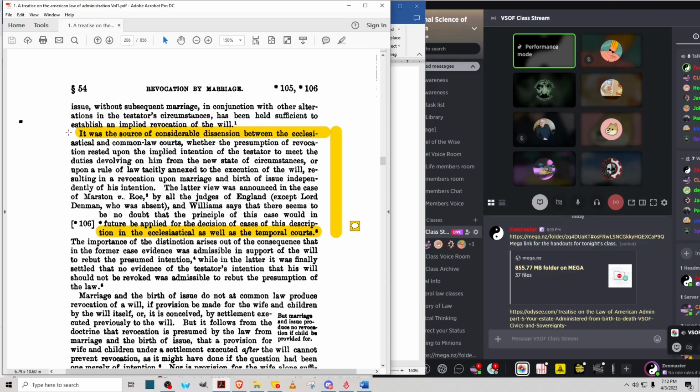And Williams says that there seems to be no doubt that the principles of this case would in future be applied to the decision of cases of this description in the ecclesiastical as well as the temporal courts. Okay, so why did I even underline this at all? What I'm getting at with this point is that we have ecclesiastical and common law courts dealing with what?